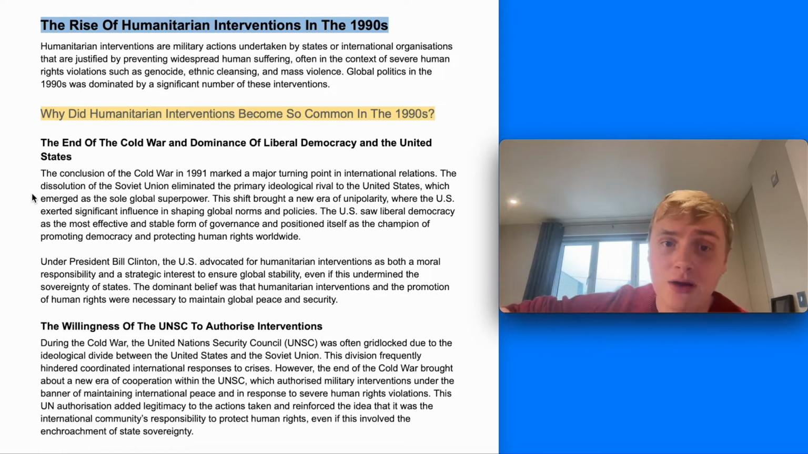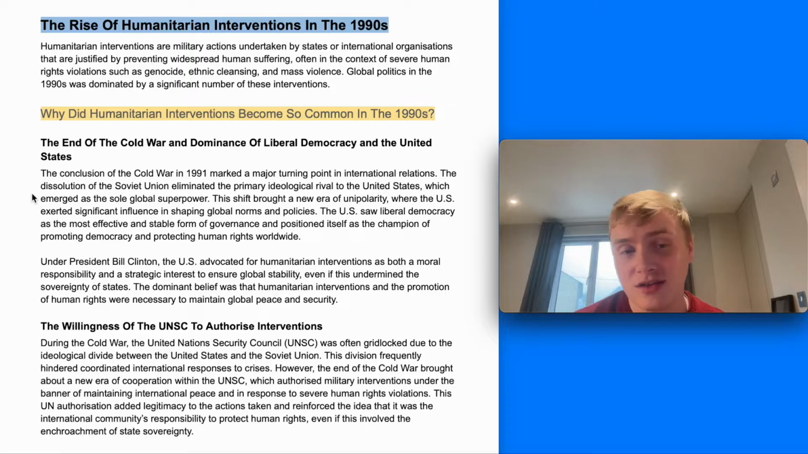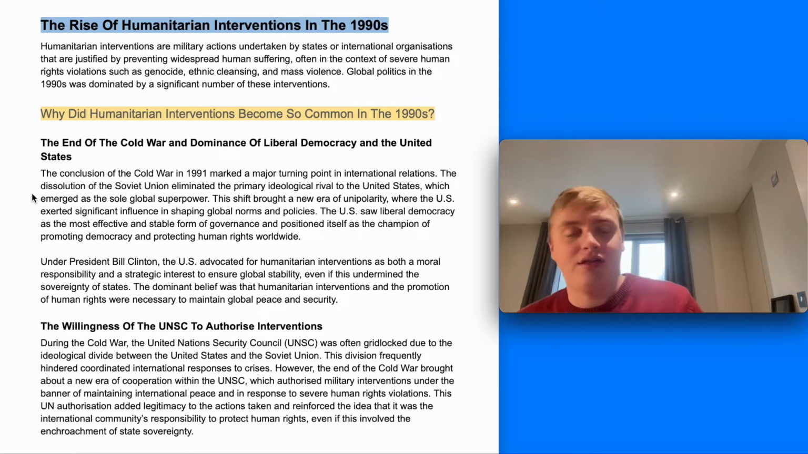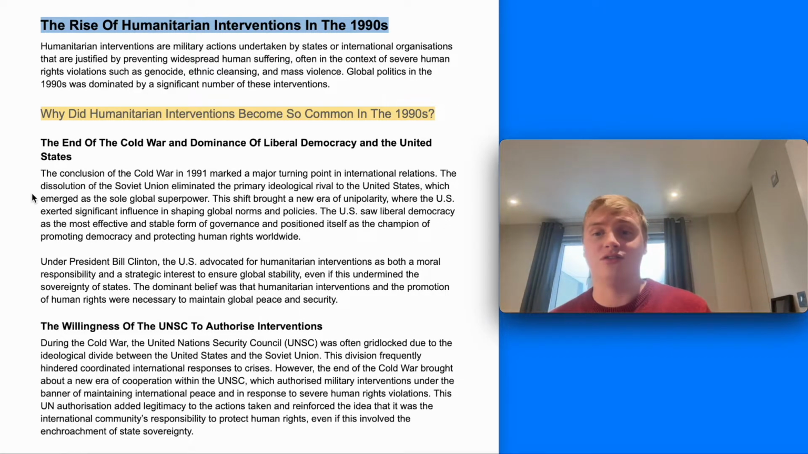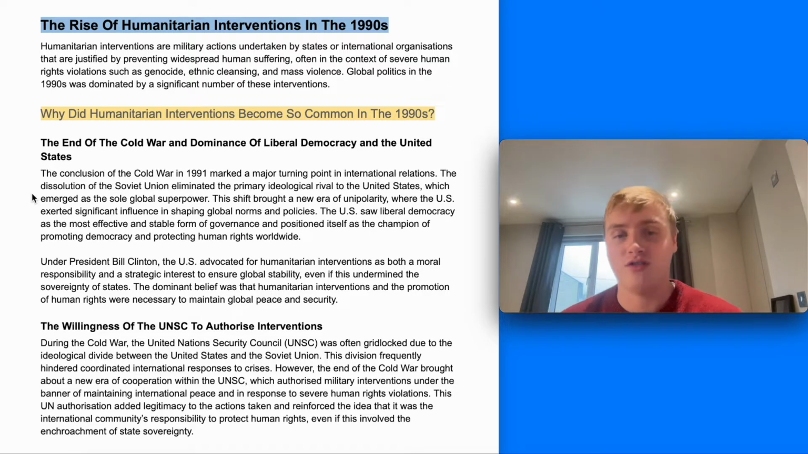And it brought about a new era of unipolarity, where the US exerted significant influence in shaping global norms and policies. It saw liberal democracy as the most effective and stable form of governance, and at the time there was very little questioning of this. So it was so dominant that other actors weren't really able to question the dominance of US values of liberal democracy and human rights. And because it was unipolar and the US was so strong, it was able to really spread these values across the world, of democracy and human rights in particular.